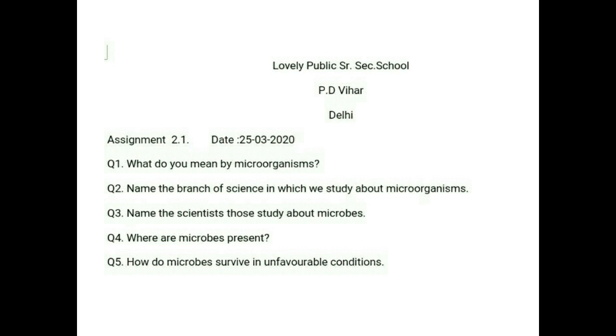How do microbes survive in unfavorable conditions? Students, the answer is in the first note which I have sent you, but still I am telling you. The microorganisms are hardy because they form a hard outer covering called a cyst around themselves. They do this when the conditions are not favorable, such as under extreme conditions of temperature and dryness. They survive by remaining inactive within this cyst until the conditions are favorable again. You can get this answer from the first notes.